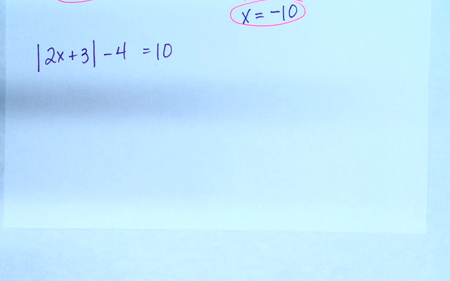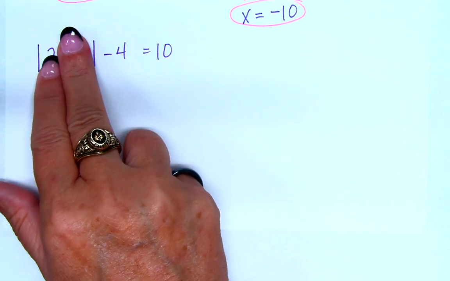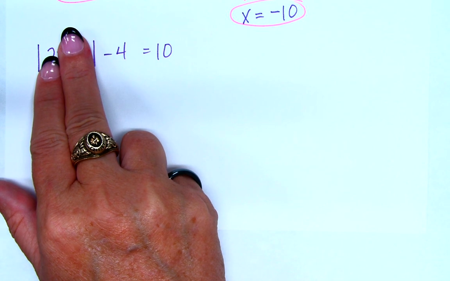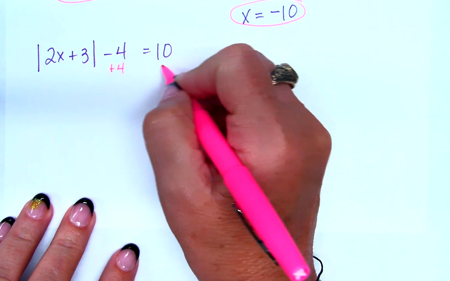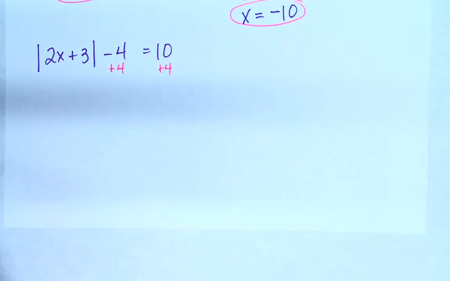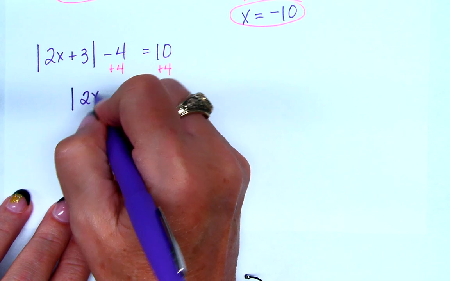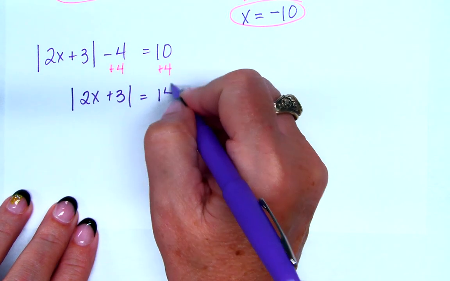Is the absolute value isolated? No. I have to isolate the absolute value first. So what do I have to do to isolate it? Add 4, right? I need to add 4 to both sides. When I add 4 to both sides, I get the absolute value of 2x plus 3 equals 14.